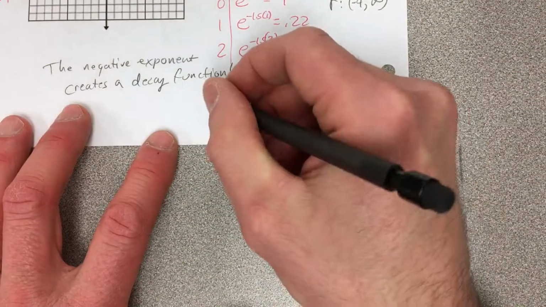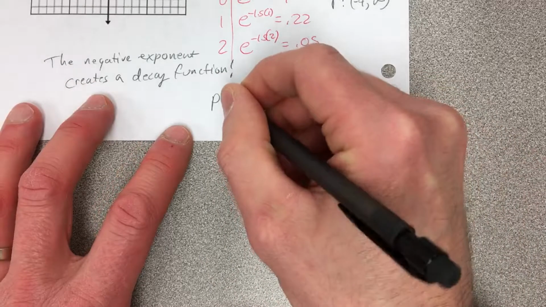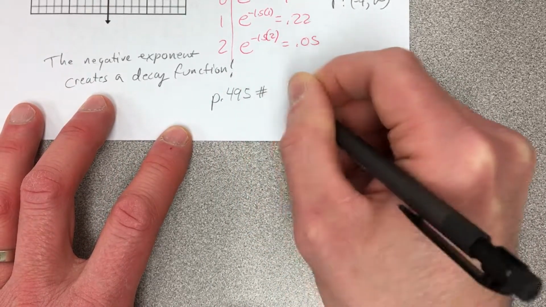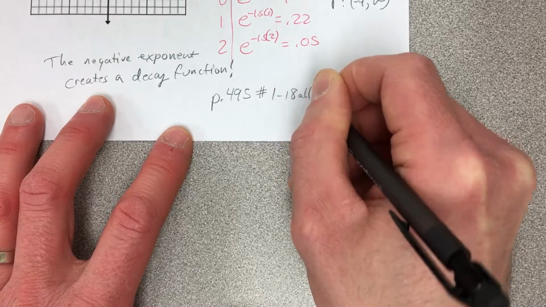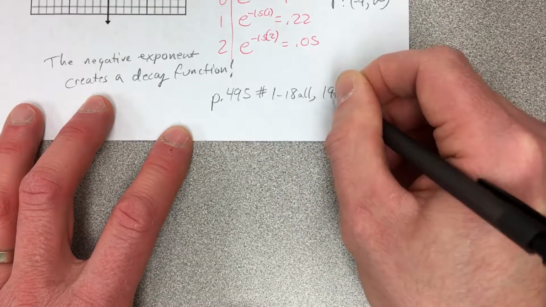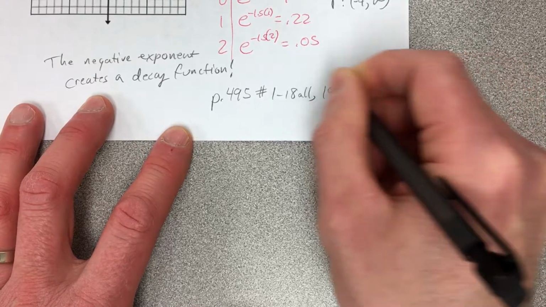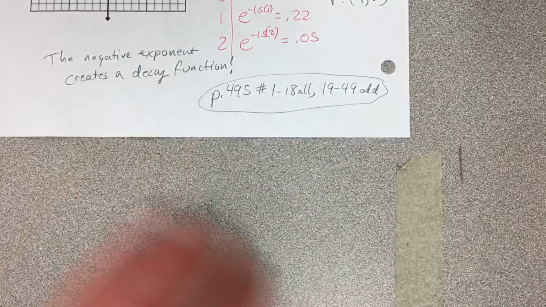You're going to want to practice these, like, seriously. You're going to want to practice them. Page 495, numbers 1 through 18 all, 19 through 49 odd, and I'll make sure to get you some graph paper as well.